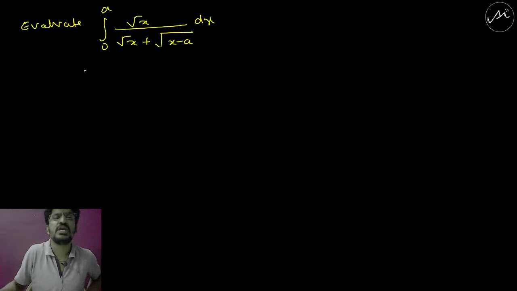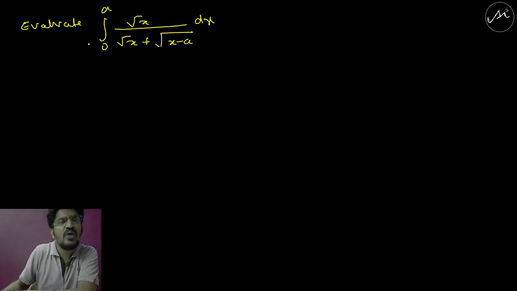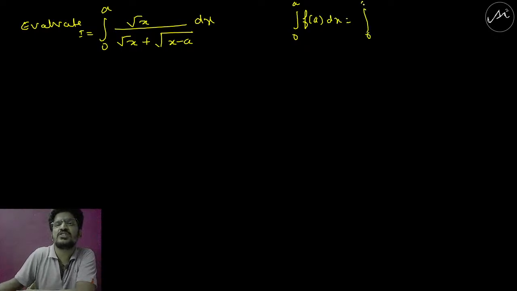Okay, so you just see, now we have to simplify this. So now I can write this as I equal to integration from 0 to a of root x divided by root x plus root of x minus a with respect to dx. Okay, here what happens, by using your property, that is integration from 0 to a of f of x dx is equal to integration from 0 to a of f of a minus x dx. Clear?